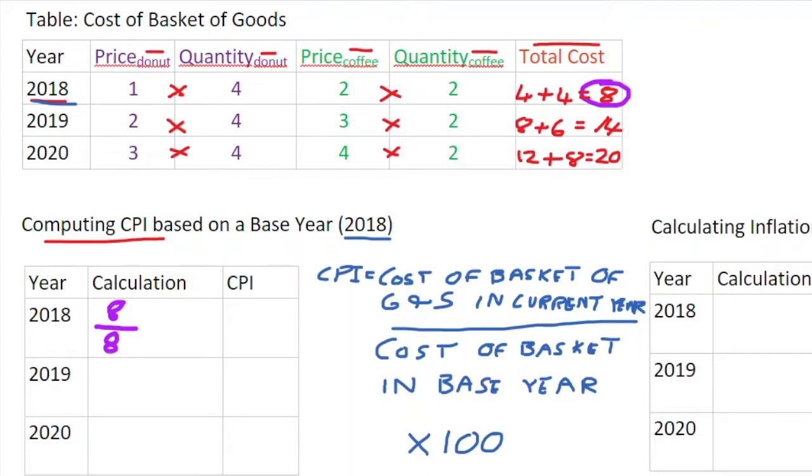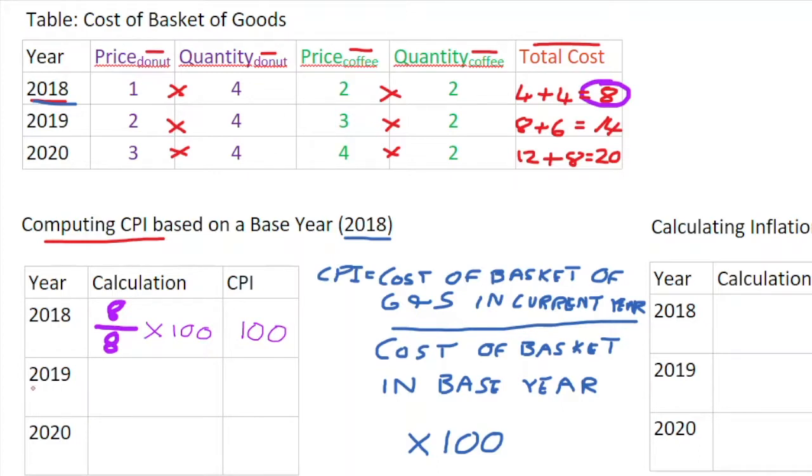So it becomes 8 over 8 multiplied by 100. And in that case, 8 over 8 multiplied by 100 comes out to be 100. So our CPI, and this will always happen, our base year starting point, the CPI will be set to 100. What's interesting is what happens in the next year.